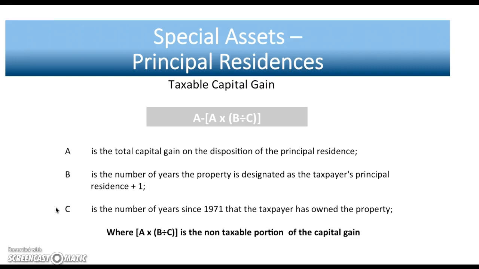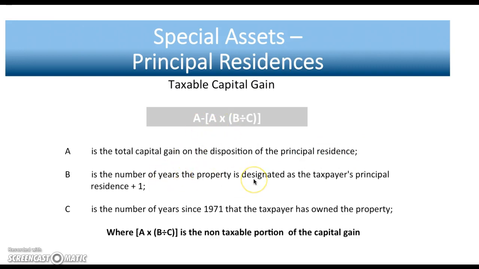So that formula, basically, if we break it down, we take the total capital gain as being A, that's the capital gain we would have realized, and from that capital gain, we subtract any years that we resided and chose that residence as our principal residence, because we're going to eliminate from the taxable capital gain that portion which is tax exempt. So the total capital gain on the disposition of the principal residence is A.